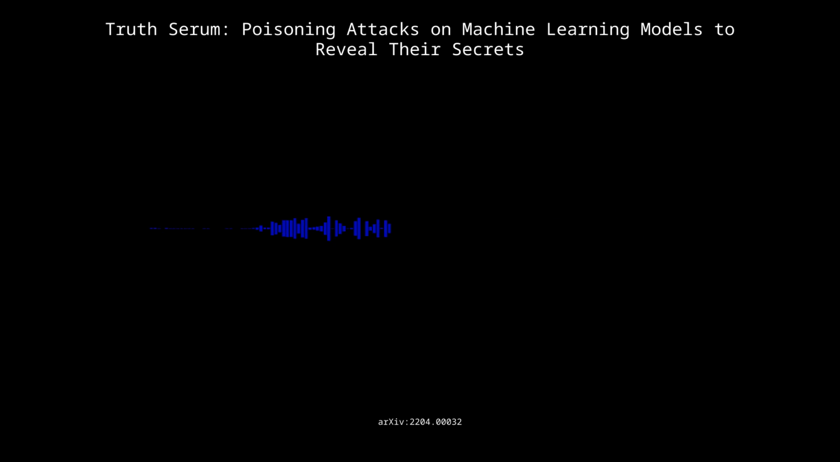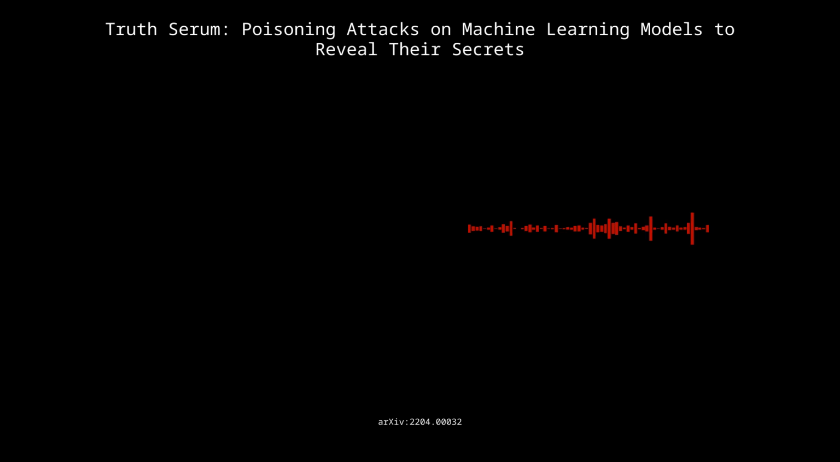Exactly. It really highlights the need for a holistic approach to security in machine learning. Yeah. We can't just focus on preventing one type of attack. We need to consider the whole spectrum, from poisoning to backdoors to traditional privacy attacks. It seems like a constant cat and mouse game, with attackers often having the upper hand. It can feel that way.